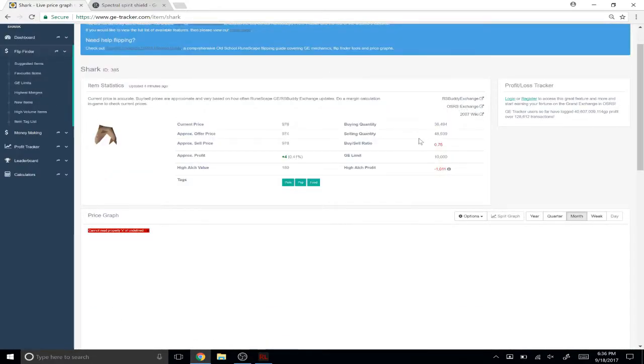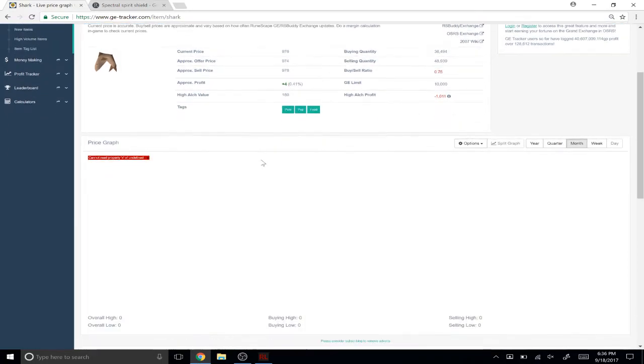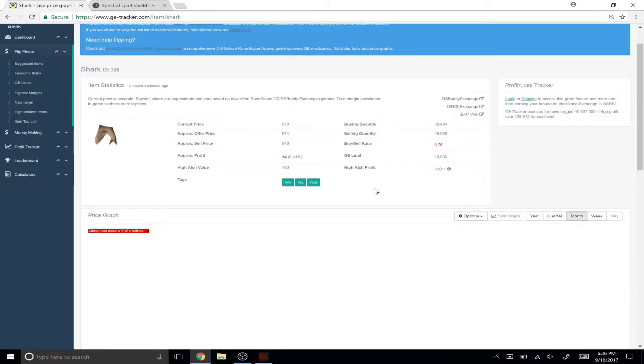So, for example here, if you go look at the buy-sell ratio, which is the buying quantity over the selling quantity, you can see that more people are selling the item than are buying the item. Now, this is important because if more people are selling than buying, price is going down since supply is too high and demand is not as high, so people are willing to sell for a lower price just to sell it off faster.